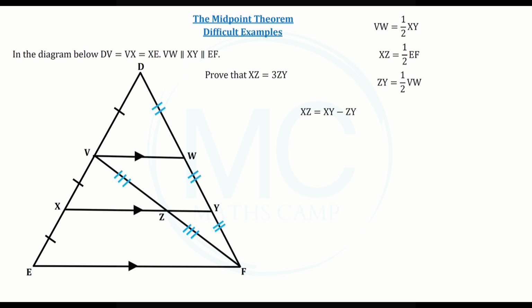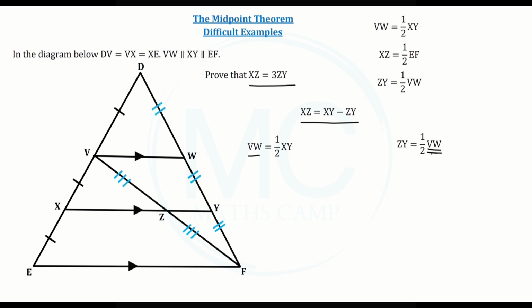Now we have 3 equations that we found. And to work with these equations, we need 2 that contain a common line. VW appears in both of these equations. So let's move one equation down here and one over here. Now this part is a little bit tricky. VW appears in both of these equations, but it doesn't appear in this one, nor does it appear in the equation we need to prove.